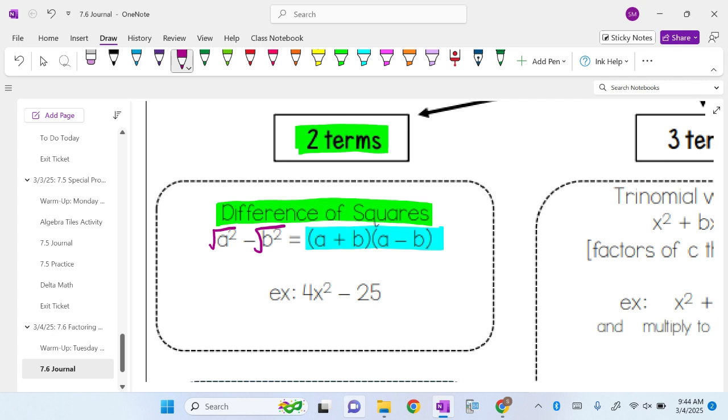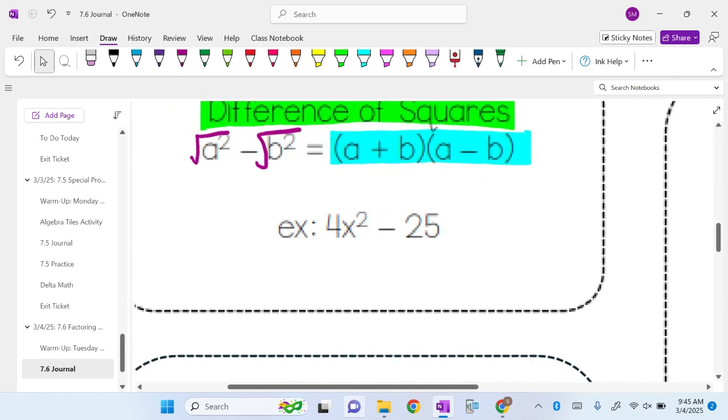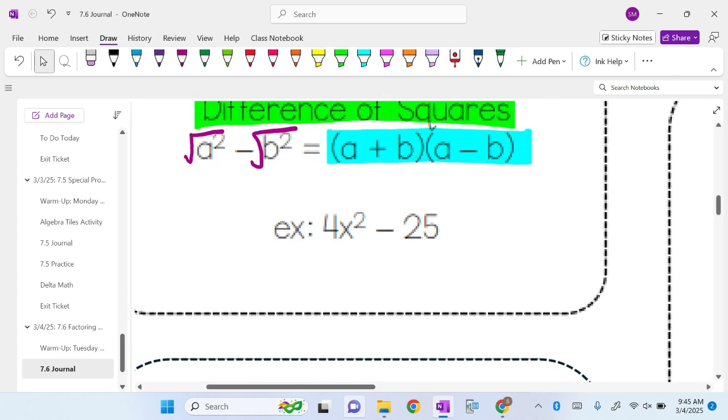So, on the board from yesterday, 1, 4, 9, 16, 25, 36, those are all perfect squares because they have nice number square roots. Same thing with x squared. That's a perfect square because its square root is x, which is still a nice value. So with this example, 4x squared minus 25.